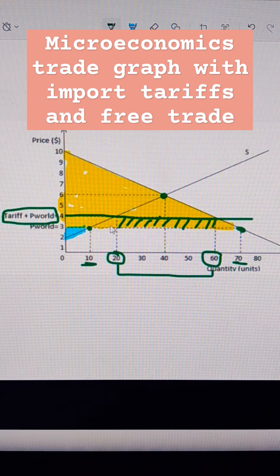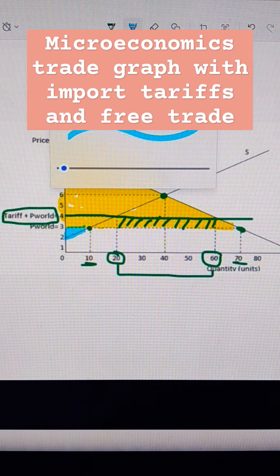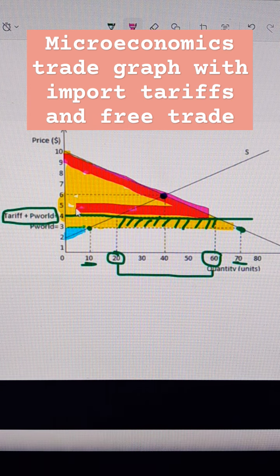And then let's look at the consumer surplus. So the consumer surplus is now going to be smaller because they're paying a higher price. Let's see what color this turns into. Oh, it stays that nice pink color. This is the demand consumer surplus. So it's the difference between the demand and the price that they pay, which is now 4. Okay, so all the way there.